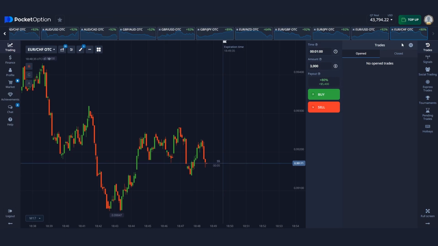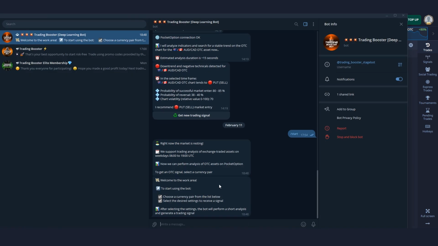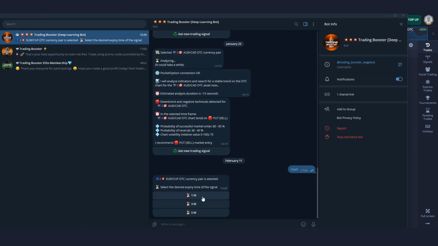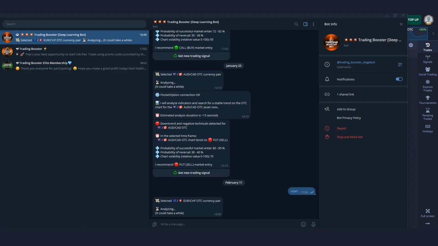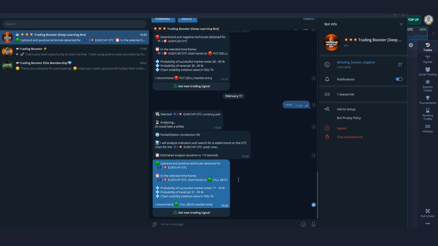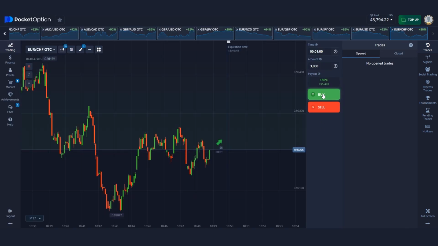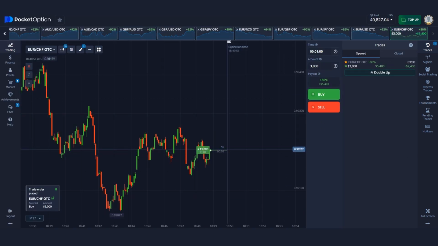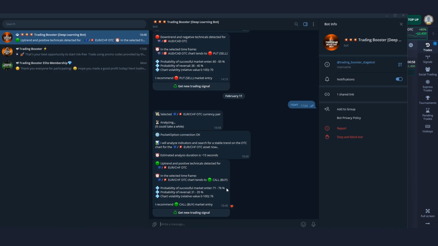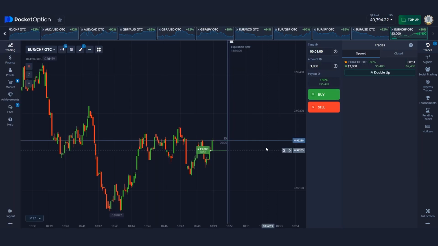I'm choosing the currency pair Euro, Swiss franc. I'm selecting it in the BoosterBot and setting the trade time to 1 minute. I'm getting a buy signal with good, decent percentages. On the new candle, I'm opening my buy trade. As you can see, the percentages for successful trades aren't very confident, but the percentages for a reversal are quite small. So you can be confident in this movement.